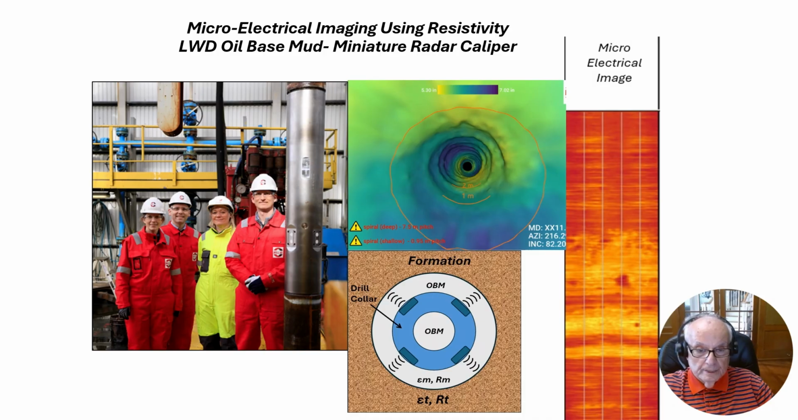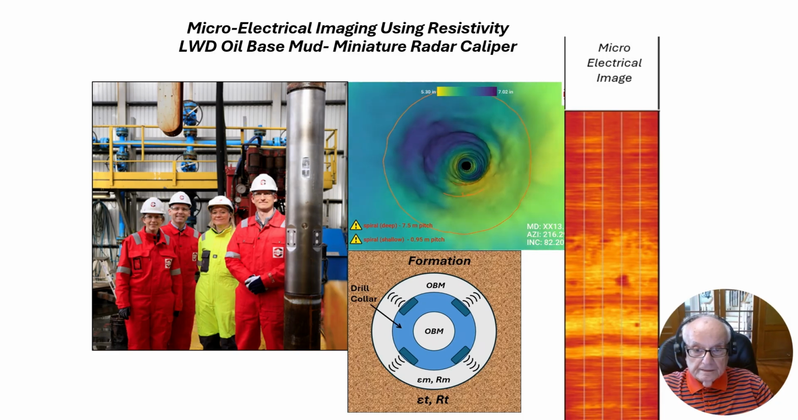This is the tool. You can see the four pairs, the four transmitters, receivers, which are miniature radars. If you measure the round trip time between the transmitter, the borehole wall, and back at the receiver, you get a high accuracy caliper. And if you measure the attenuation, then you get an electrical image.